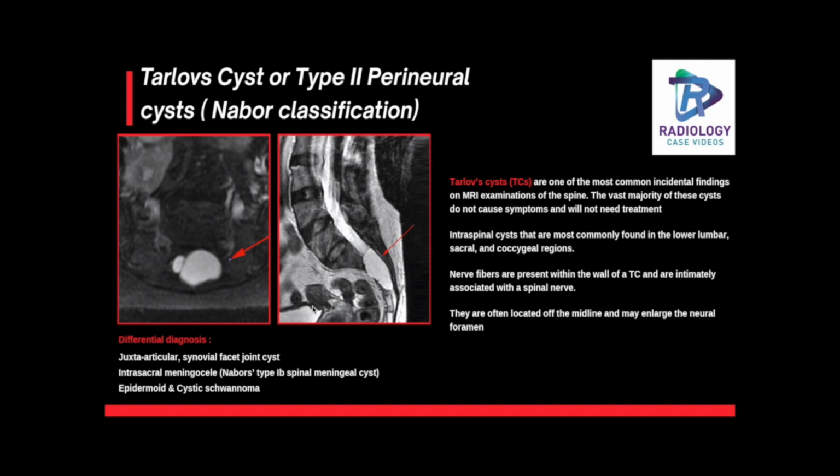Nerve fibers are generally present within the wall of the Tarlov cyst and they are located often off the midline and enlarge the neural foramen. They follow the signal characteristics of CSF on all sequences. There are many differential diagnoses like synovial facet joint cyst, dural spinal synovial cyst, etc.